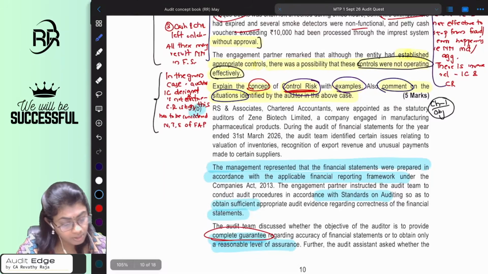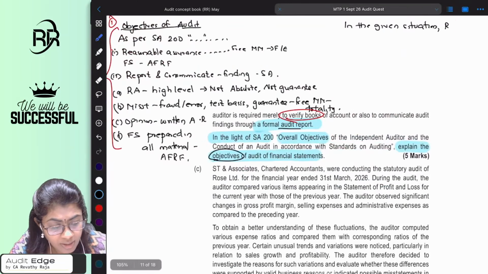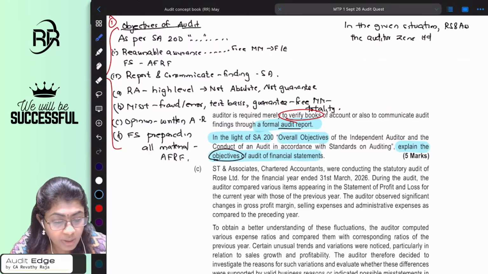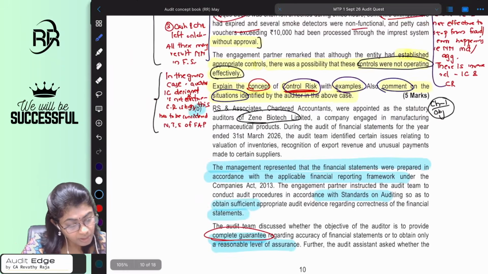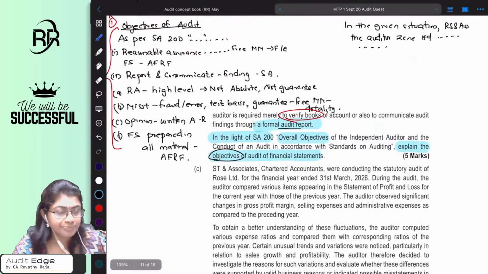which company? RS and Associates, the auditors of Zine Biotech Limited. Okay, they found out, you have to write this part. They found out some issues regarding the revenue recognition, etc.